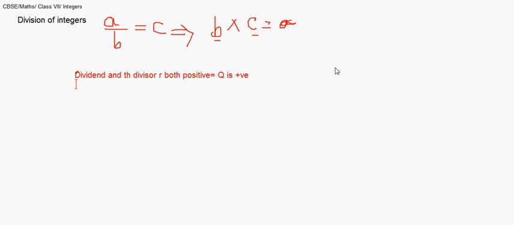Either of them are of opposite symbol, right? If a dividend is positive and the divisor is negative, or the dividend is negative and the divisor is positive, in that case, if either of the dividend or the divisor is negative, then your quotient will also be negative. So what do we infer? Let's draw a table to help us remember this.